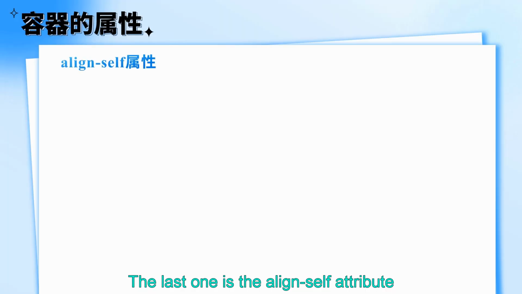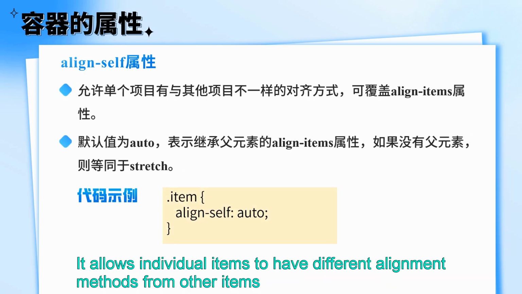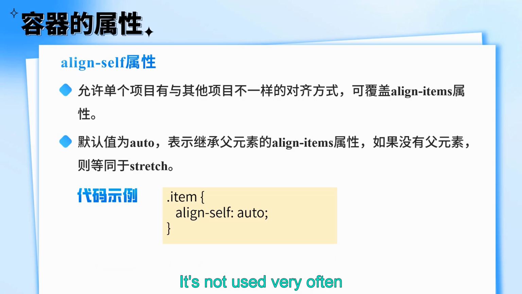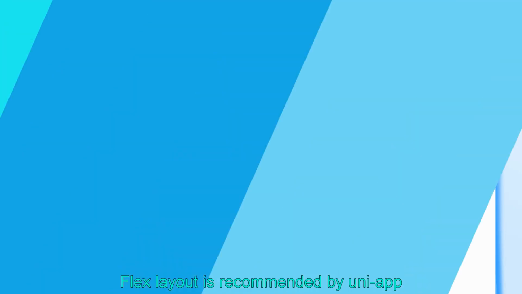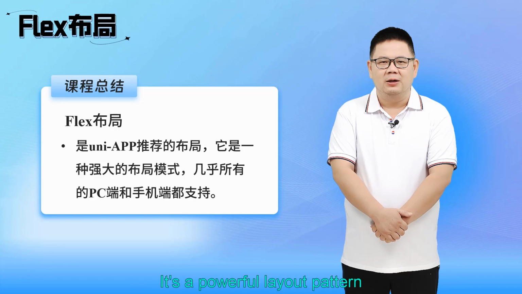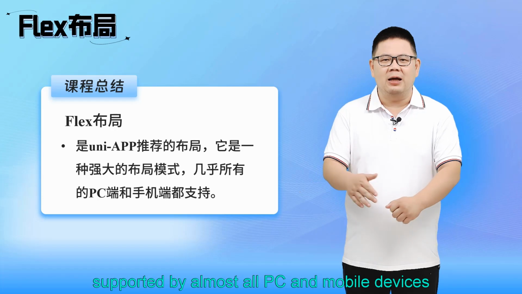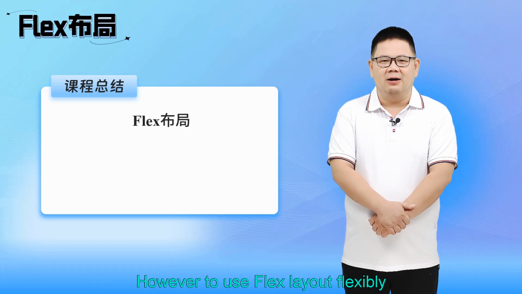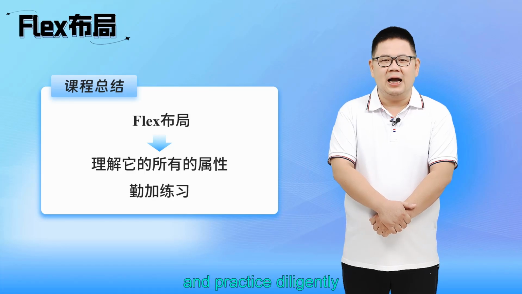The last one is the align self attribute. It allows individual items to have different alignment methods from other items. It's not used very often. This is what we've learned today about flex layout. Flex layout is recommended by UniApp. It's a powerful layout pattern, supported by almost all PC and mobile devices. However, to use flex layout flexibly, you need to understand all its attributes and practice diligently.